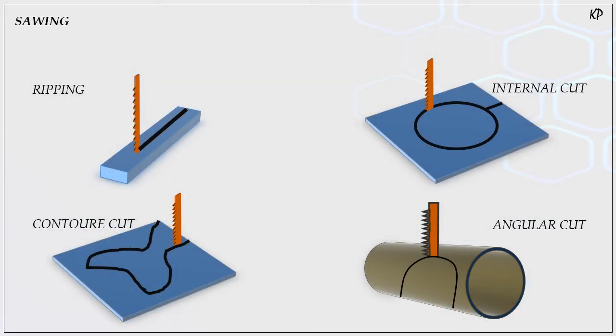So the next process is the sawing process. In this process we use a blade called a saw blade, which has several teeth placed very closely. This sawing process is used to split parts, to produce internal cuts, or to remove unwanted material from your workpiece. So in this video of subtractive manufacturing processes, we have seen processes like turning, milling, drilling and sawing, which come under subtractive manufacturing processes.